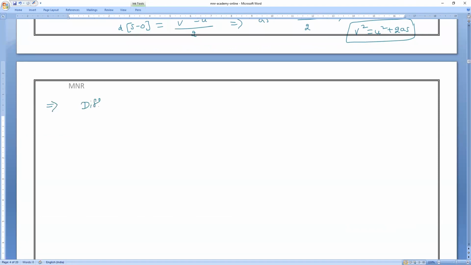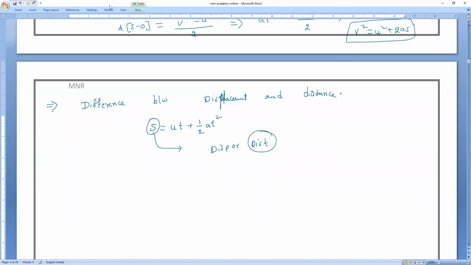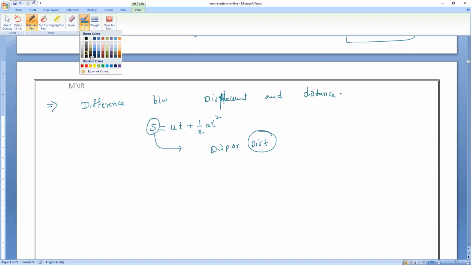So first write the question: difference between displacement and distance. We already know the difference. Distance is a scalar quantity and displacement is a vector quantity. Then let me take the second equation, s equals ut plus half at square. My immediate question is whether it is a displacement or a distance. Distance means DIST, displacement means DISP. You have to say that.